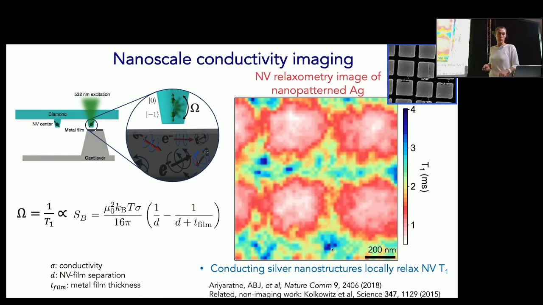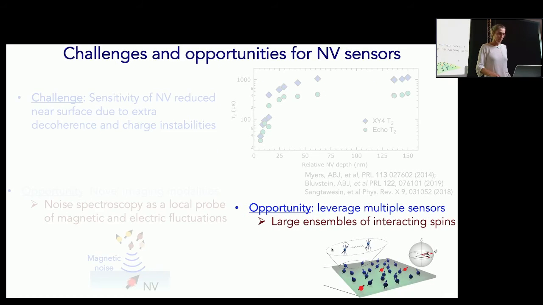And so really what we were able to do is image the conductivity of a patterned silver film. And here I'm just plotting T1 of the NV as a function of position, and see that the T1 of the NV is locally changed when we bring our NV center near to a conductor. So this is a first step towards realizing some of these nice proposals from Eugene Demler.